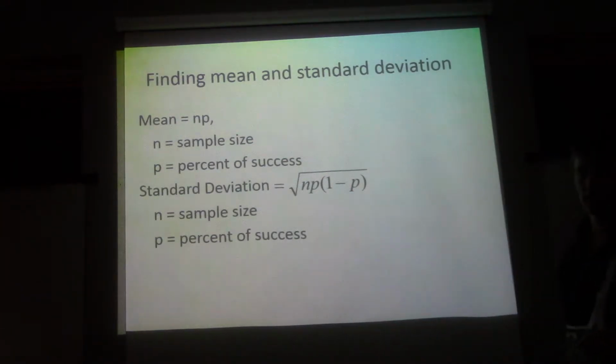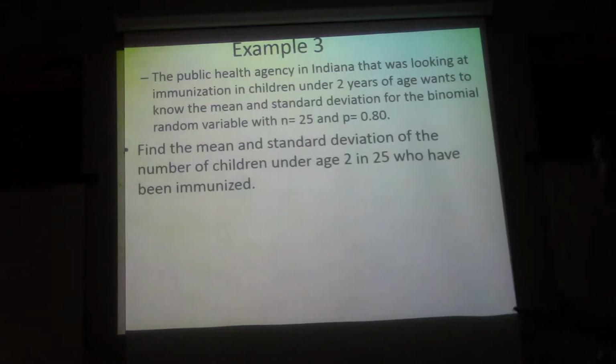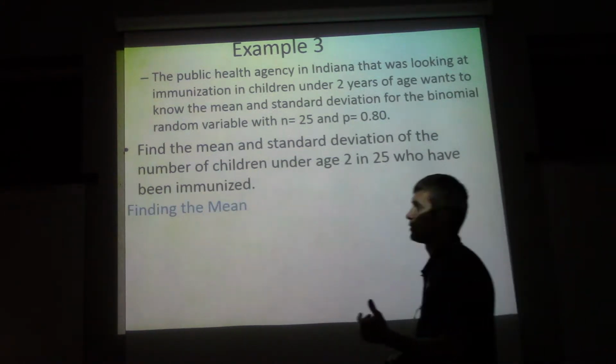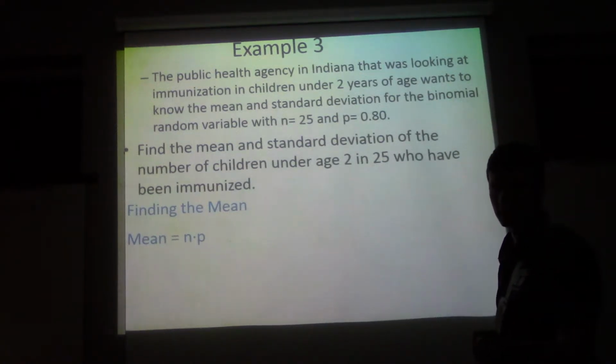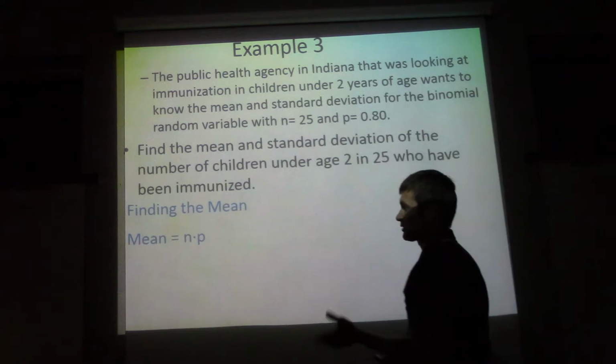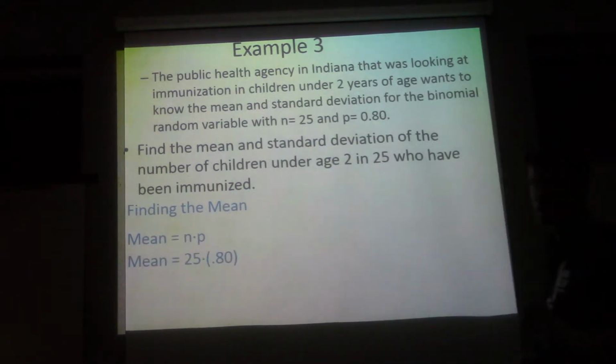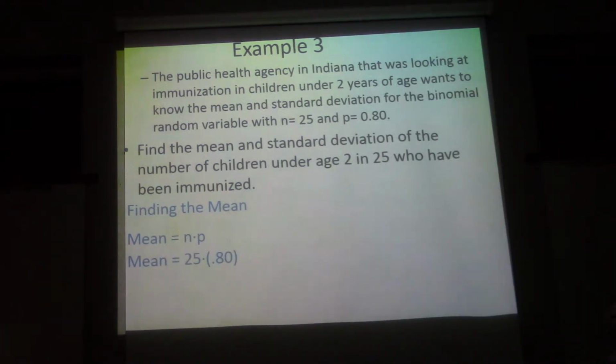Max, write it down. So then we go to the public health agency, same example. Okay, we want to find the mean and standard deviation. So to find the mean, we multiply the probability of success times the total sample size. Total sample size is 25 times the probability that they are immunized, which would be 80%. So 25 times 0.80 gives you 20.